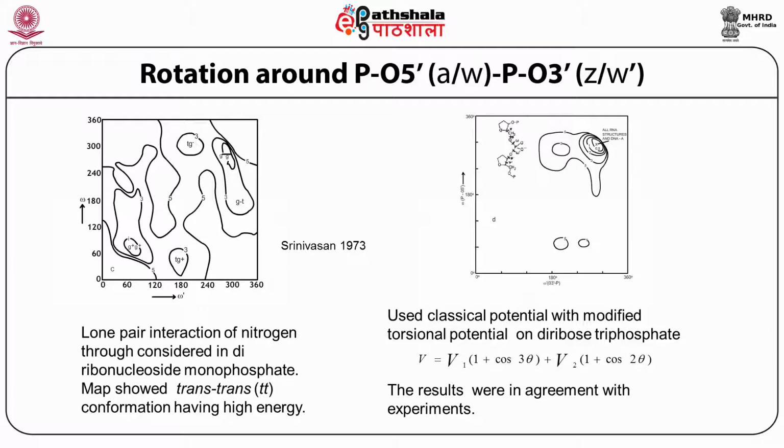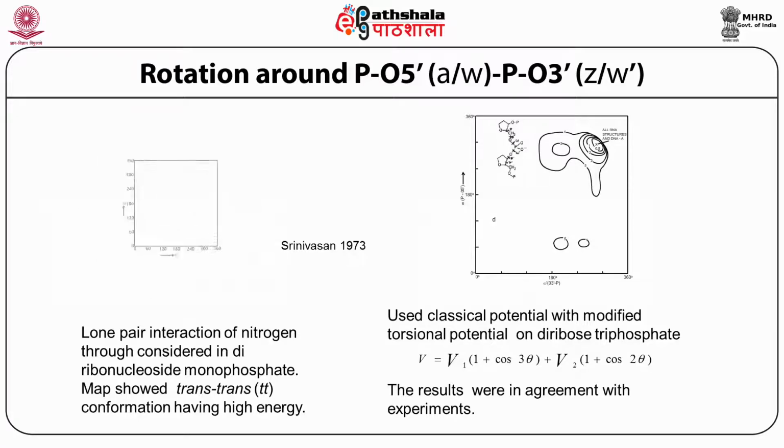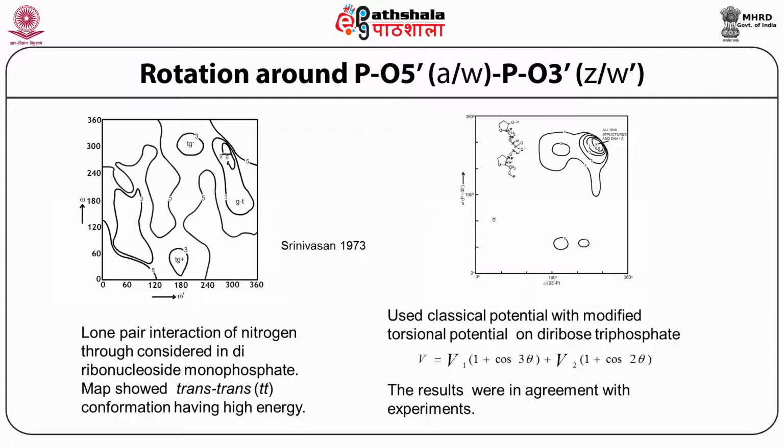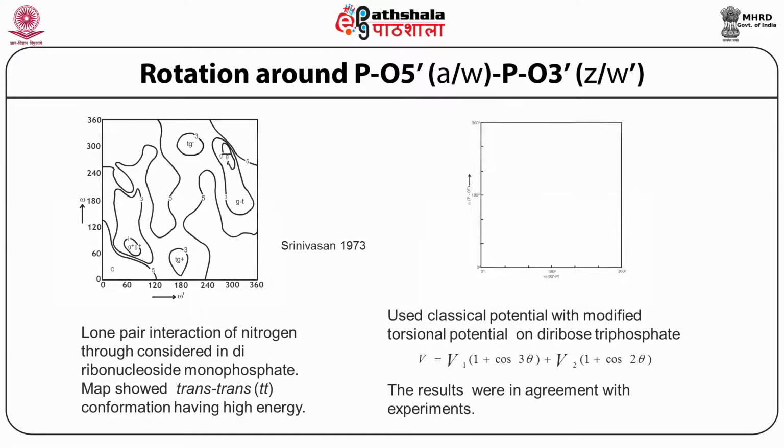And the equation is shown here. They used a dribose triphosphate model, but the results are not only very close to experiment, they also agree with ab initio calculations and CELO calculations by other workers.